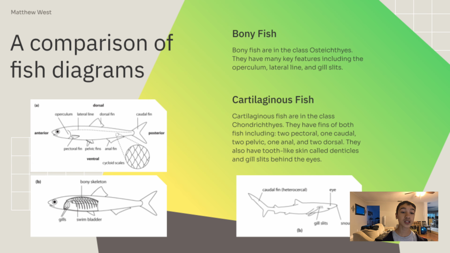Now, bony fish are in the class Osteichthyes, and they have main features including an operculum, lateral line, and gill slits, while cartilaginous fish are in the class Chondrichthyes, and they have both types of fins: 2 pectoral, 1 caudal, 2 pelvic, 1 anal, and 2 dorsal. They also have tooth-like skin called denticles and gill slits behind the eyes.